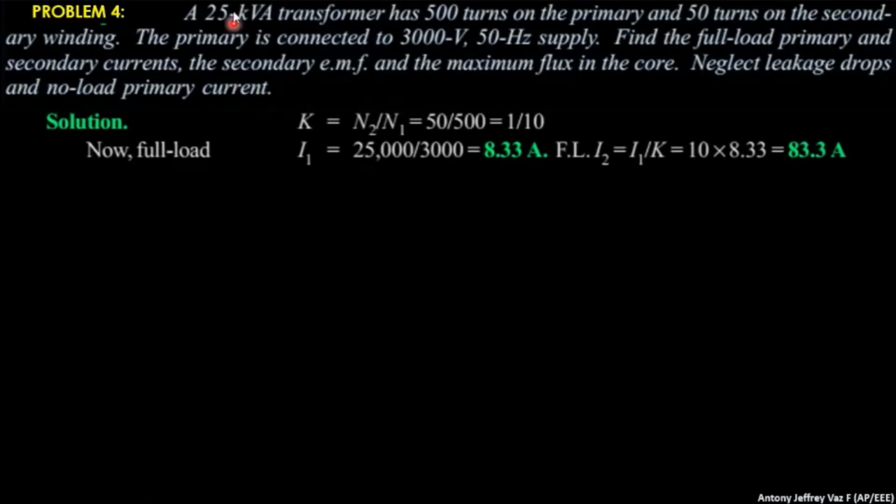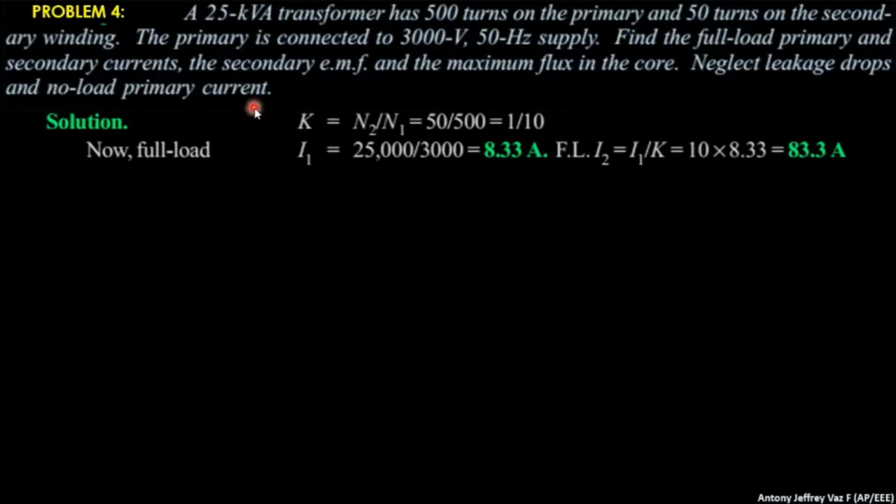So, you know the power rating of the transformer is 25 kVA, the primary turns N1 is equal to 500, and the secondary turns N2 is 50. The primary is connected to V1 equal to 3000 volt and the frequency is 50 hertz. So what are you going to find? Full load primary and secondary current, I1 and I2, and the maximum flux in the core. You should neglect the leakage drop and no load primary current.